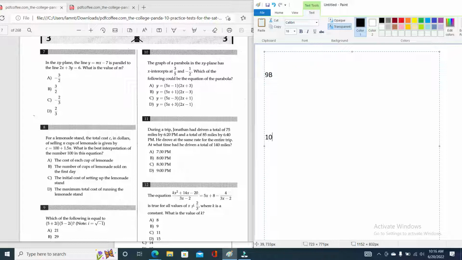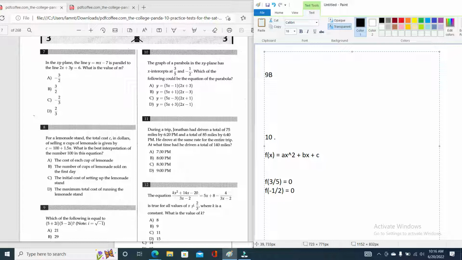Okay, so number 10 asks us about the equation of a parabola. So we know that the equation of a parabola is f(x) = ax squared plus bx plus c. They tell us that the x-intercepts of this parabola are 3/5 and minus 1/2. Which means that f of 3/5 is equal to 0, and f of minus 1/2 is equal to 0.